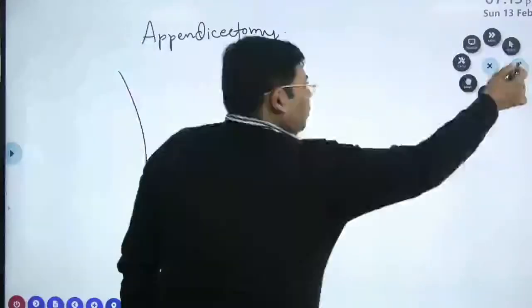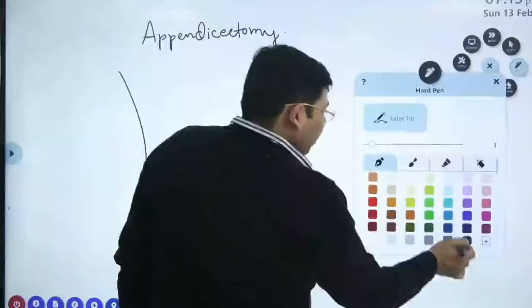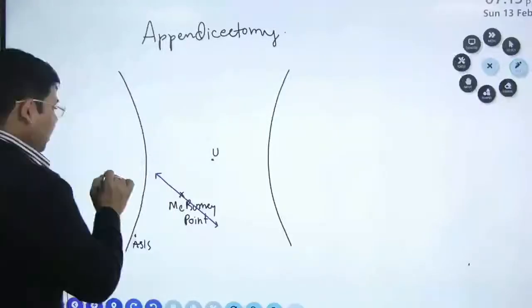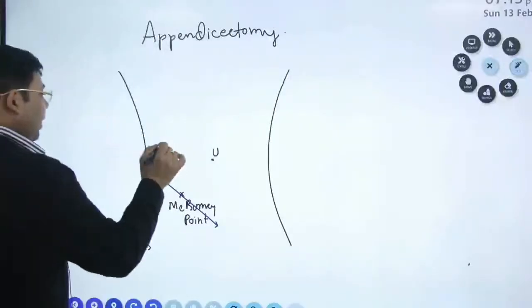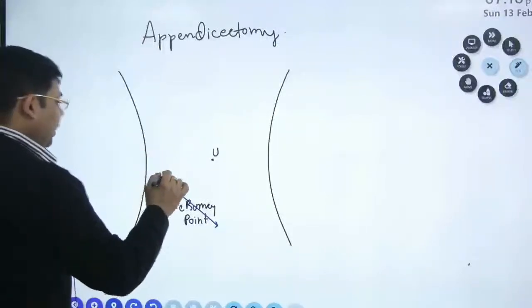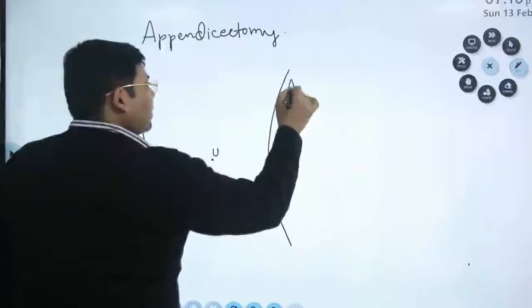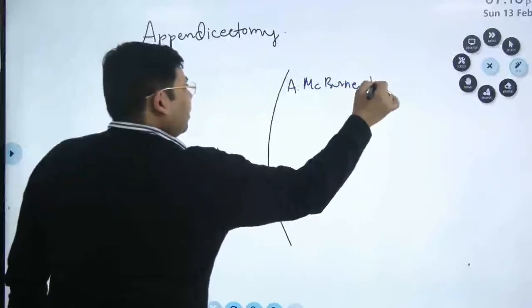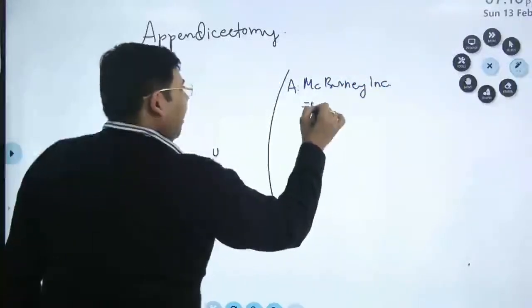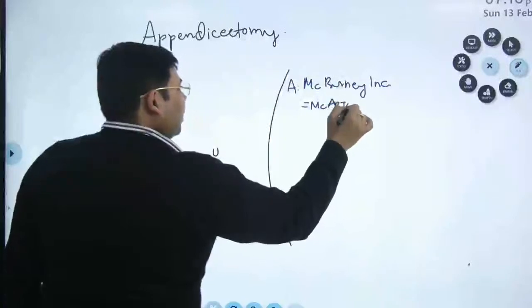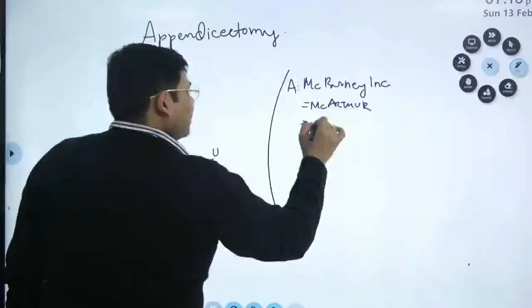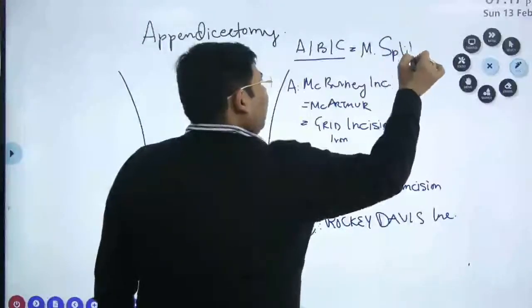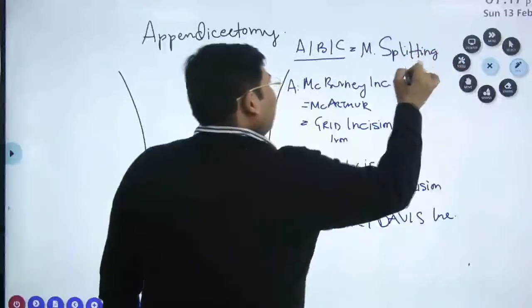So perpendicular to that line, you are making one incision, and this is what is known as McBurney's incision. So let us say this to be A. So what is A? This is McBurney's incision. Do you know this McBurney's incision? This is also known as MacArthur incision. This incision is also known as gridiron incision. So they are very important, and they are muscle splitting incisions.